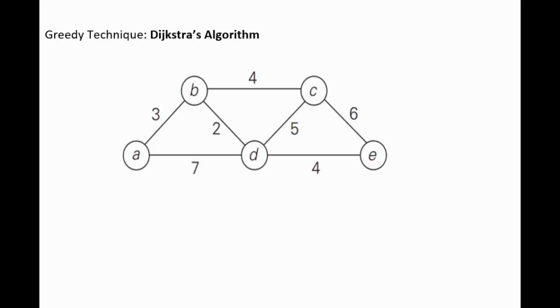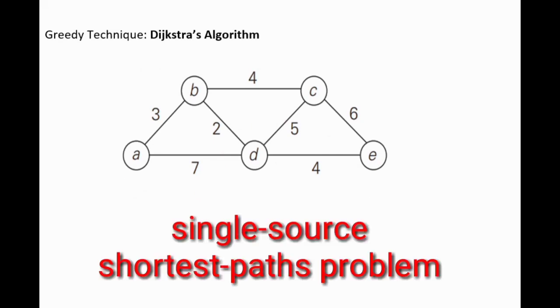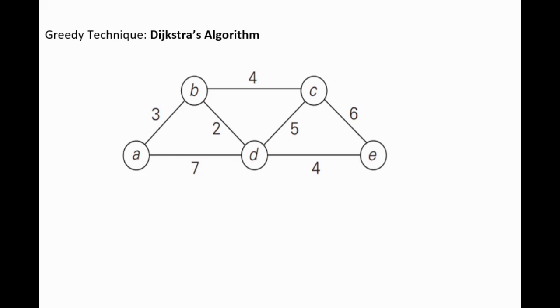Today, I'm going to present one of the greedy techniques, Dijkstra's algorithm, considering the single source shortest path problem. Without so much further ado, I'll start my discussion with this example of a network A, B, C, D, and E. So we have here 5 nodes from node A to E.